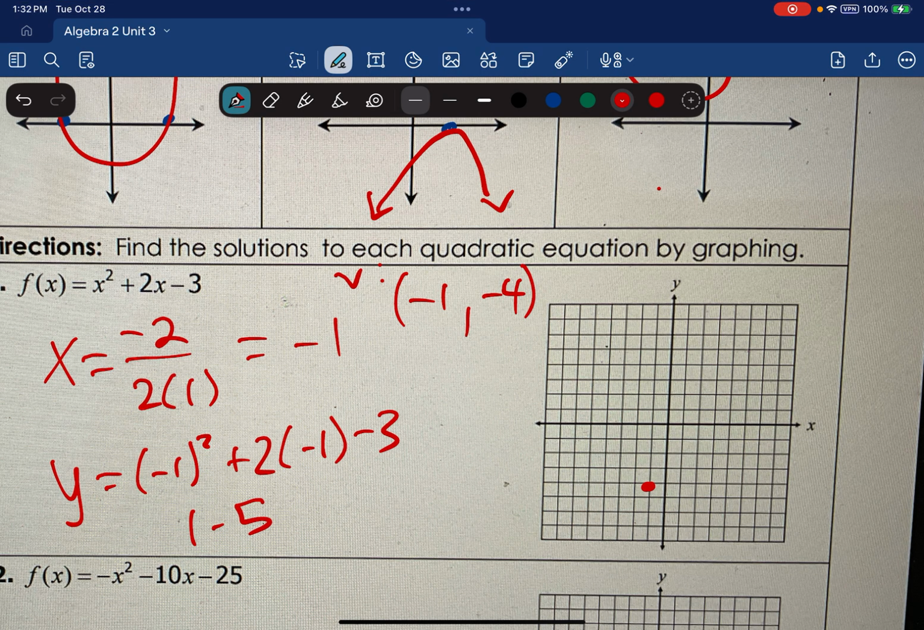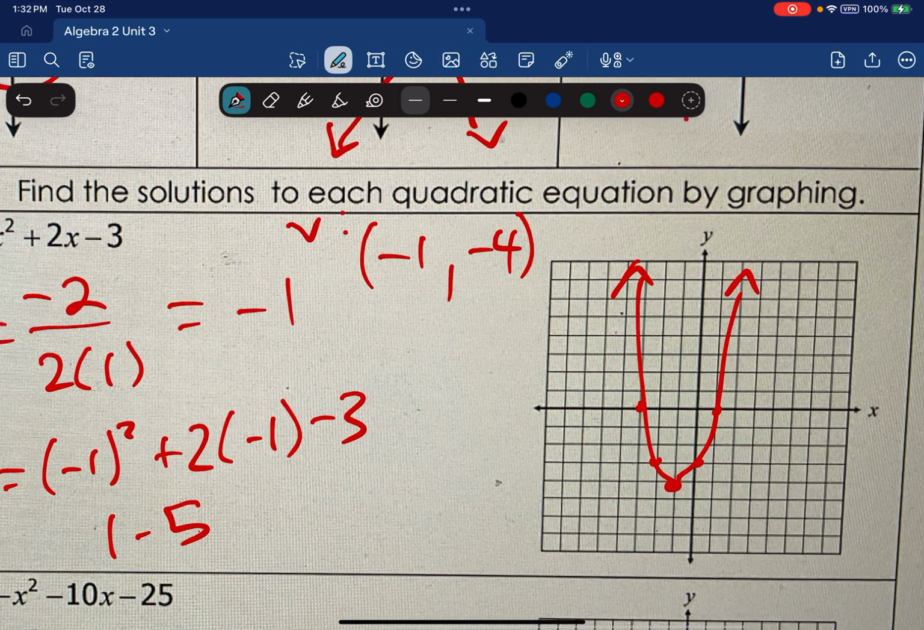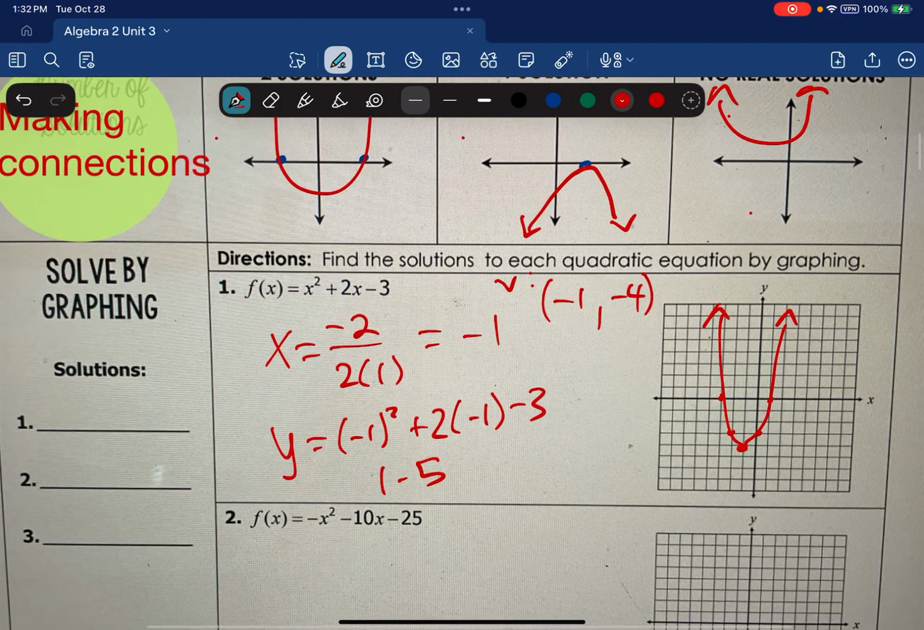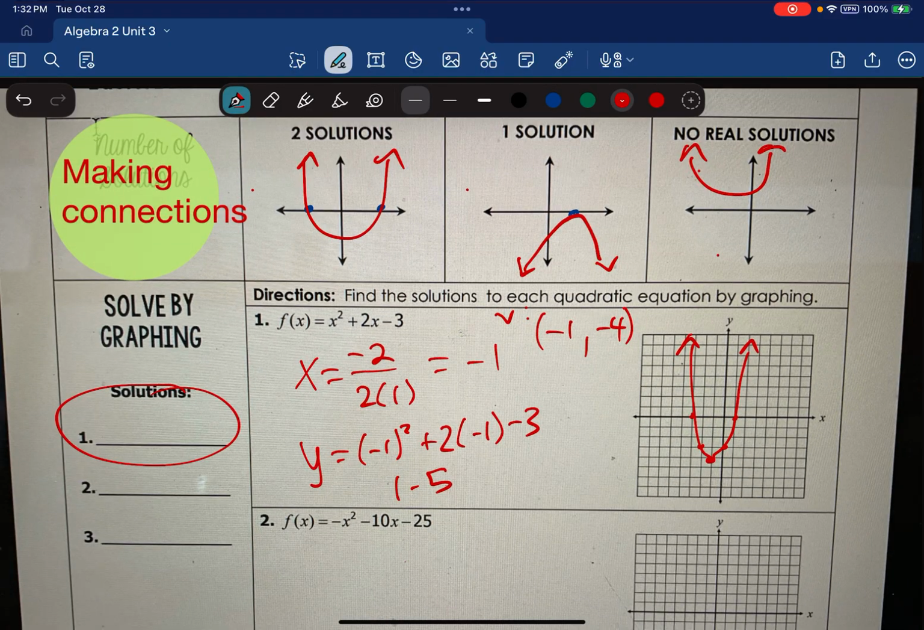From there, we'd find our other points. If I plug in 0, I'm going to be at negative 3. If I plug in 1, I'm going to be at 0. So here's what my parabola is going to look like. And it crosses the x-axis in 2 locations. So the solutions are a list of all the numbers. It crosses at negative 3, and then it crosses again at positive 1. So the 2 answers are the x values where it crosses.